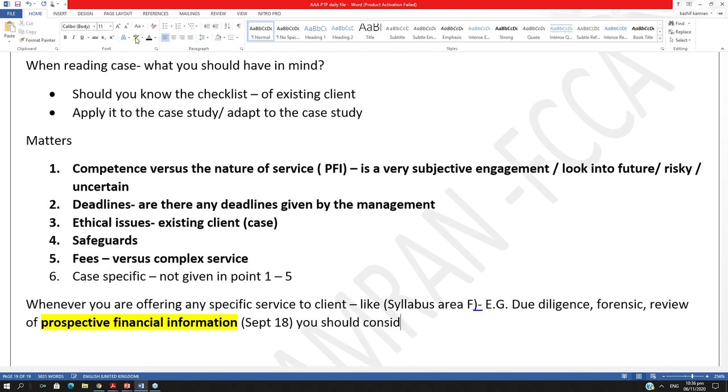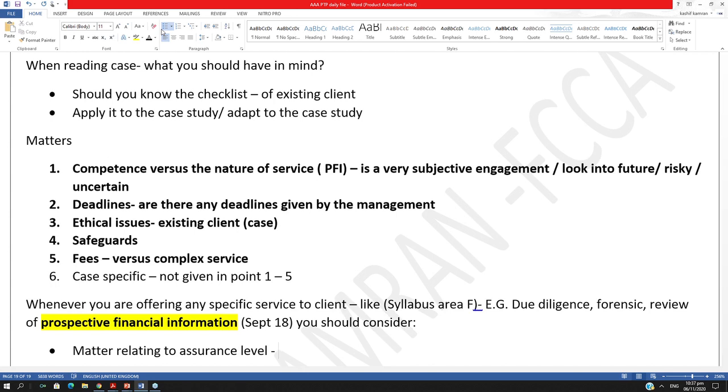You should consider a matter relating to the assurance level. So when you're accepting a service, the three services which are in your syllabus area F, from an existing client, you should also consider a matter which relates with the assurance level, because there can be misunderstanding. You should agree the assurance level with the management when you're offering them a service which is in the syllabus area F.